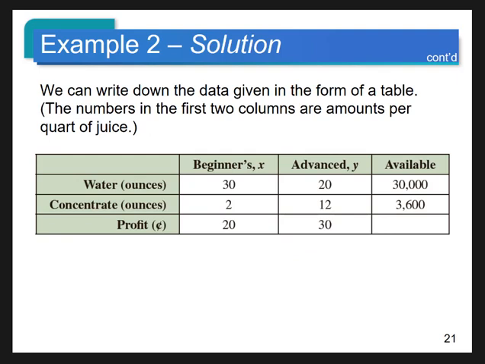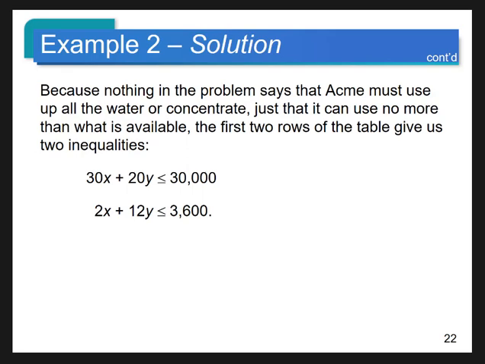So we're going to make a little table here. The water available is 30,000 fluid ounces of water. It takes 30 fluid ounces of water to create the beginner's juice and 20 for each quart of advanced juice. We have 3,600 fluid ounces of concentrate. It takes 2 for every quart of beginner's juice and 12 for every quart of advanced. Profit is 20 cents for the beginners and 30 cents per quart for the advanced. So those are going to define all of our functions.